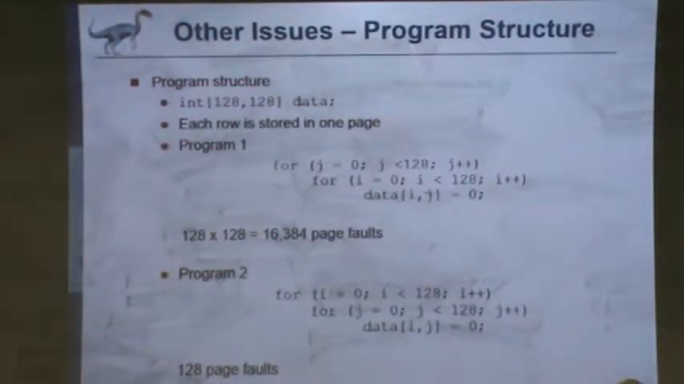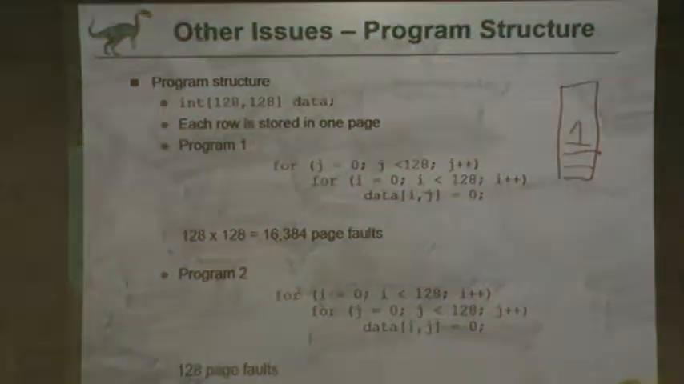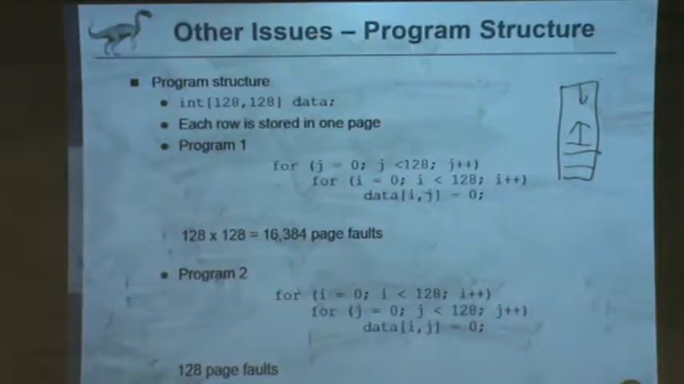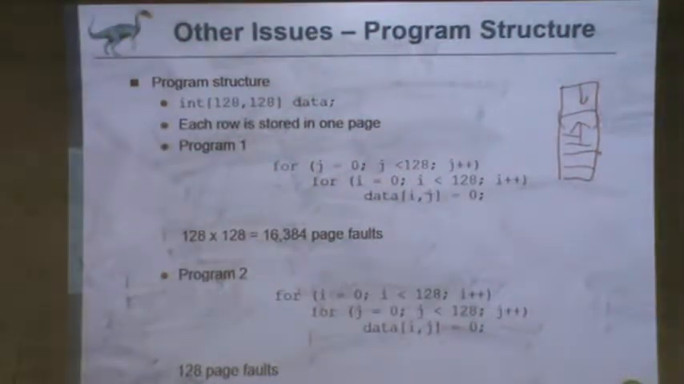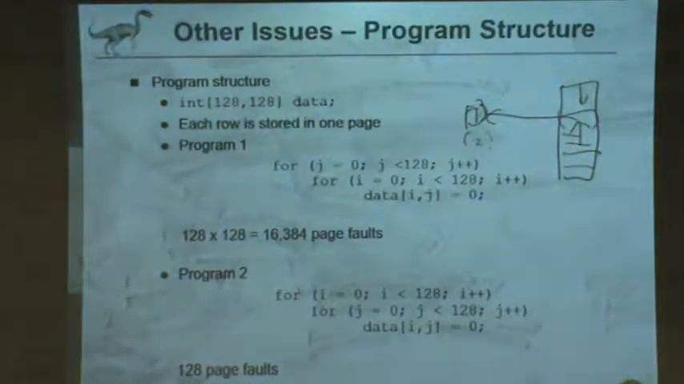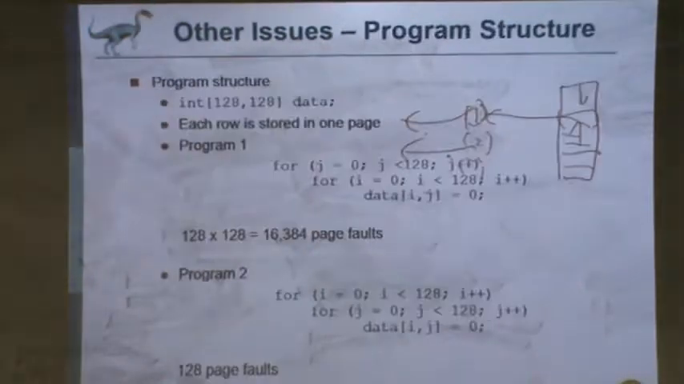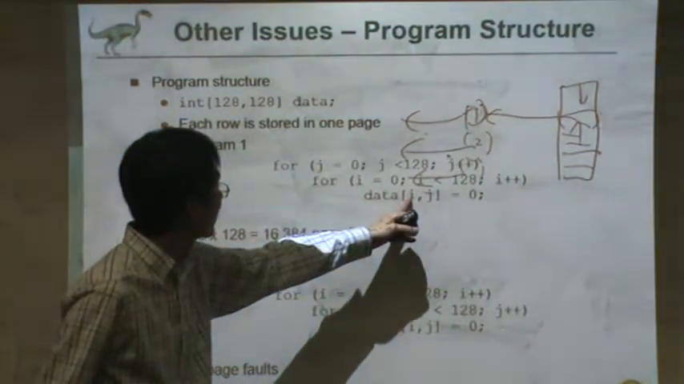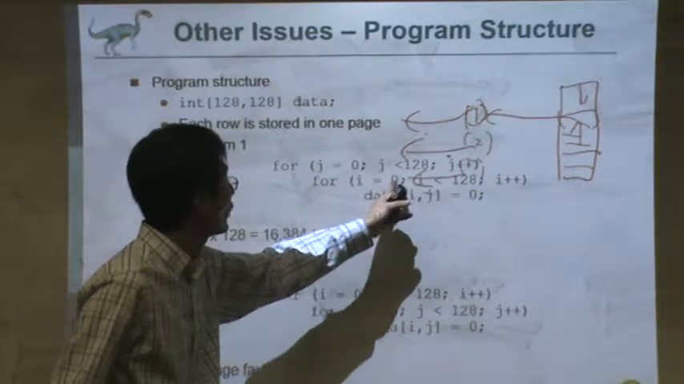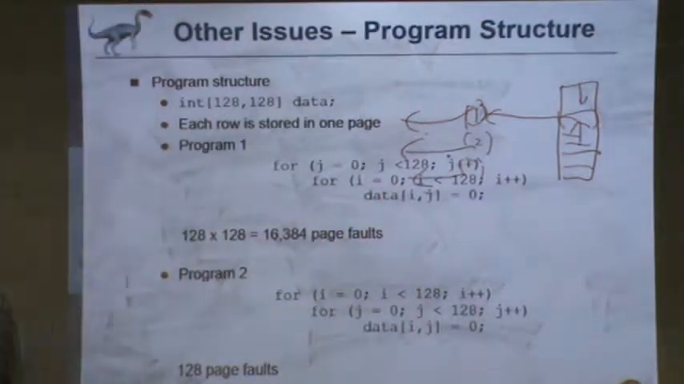For example, if you have a process, this is the heap and this is the stack. So instead of allocating the integer 128 by 128 directly, it has the pointer. Then this pointer is 1, 2, 3, then the next. In this case, if you read, for each I, first the J.